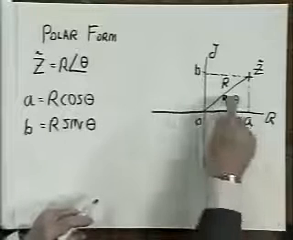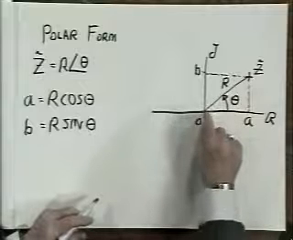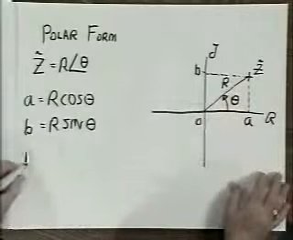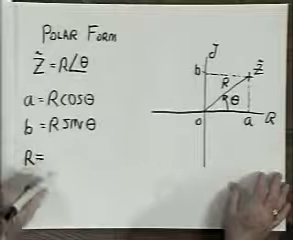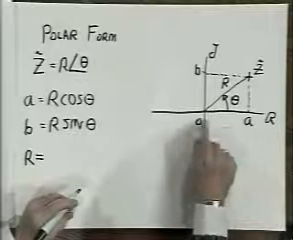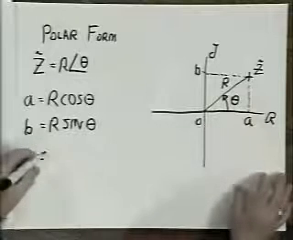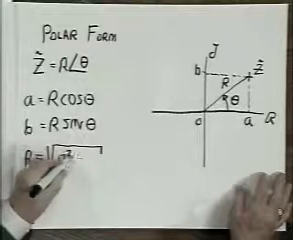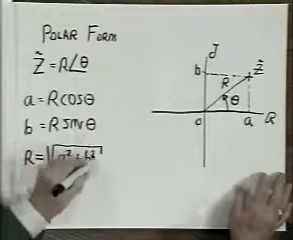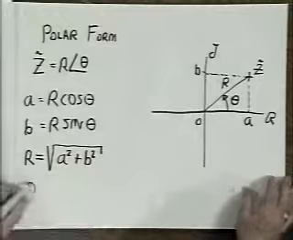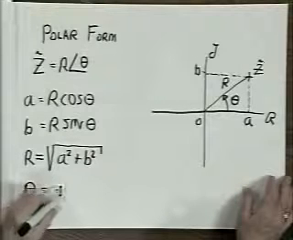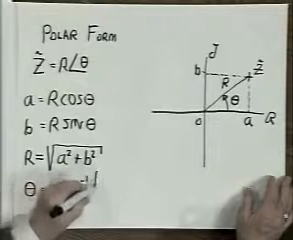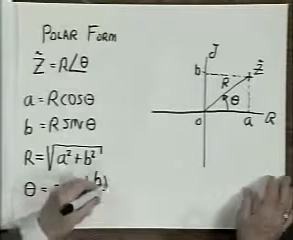If you look at the vector from the origin to the point z, that vector r has a magnitude which is simply, by the Pythagorean theorem, the square root of the sum of the squares of the sides. So r is the square root of a squared plus b squared, and the angle theta is the inverse tangent of b divided by a.